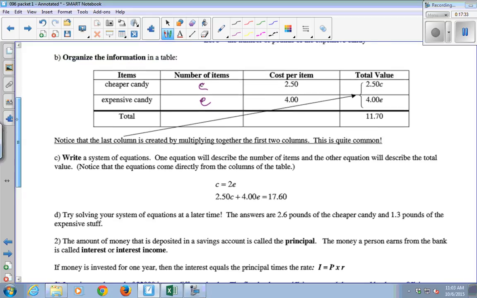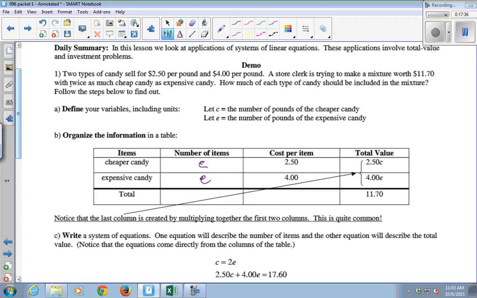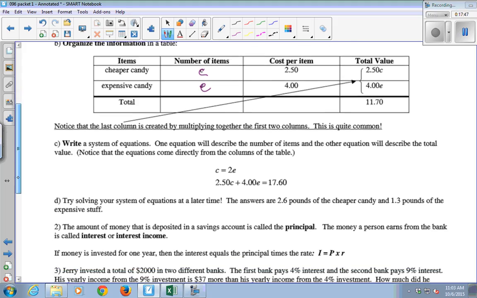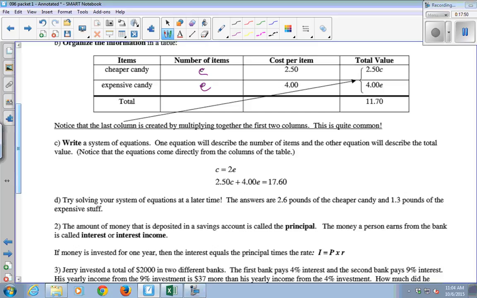So we had this sentence up here that said, twice as much cheap candy as expensive candy, right? So you're going to double the amount of expensive candy to figure out how much cheap candy there is. So cheap candy is double the expensive candy. Okay. And so that's the amount sentence. And then this is the value sentence, where 2.5C, that's the value of the cheap candy, plus 4E, that's the value of the expensive candy, altogether should add up to 11.70. So there's a typo in your notes if you want to fix that.